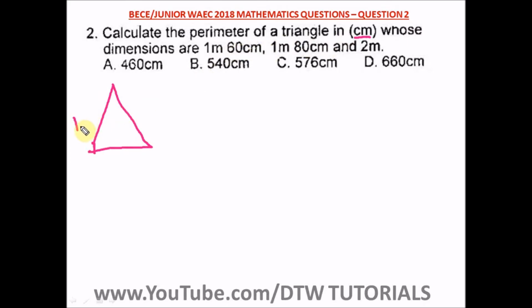Let's say for instance, here is 2 meter, because 2 meter is bigger than all these other ones. And let's say here is 1 meter 60 centimeter. This triangle doesn't have all sides equal. So we have 1 meter 80 centimeters here. So we have to find the perimeter, and remember perimeter is the sum of all the sides. Our question says we should calculate in what? Centimeter.